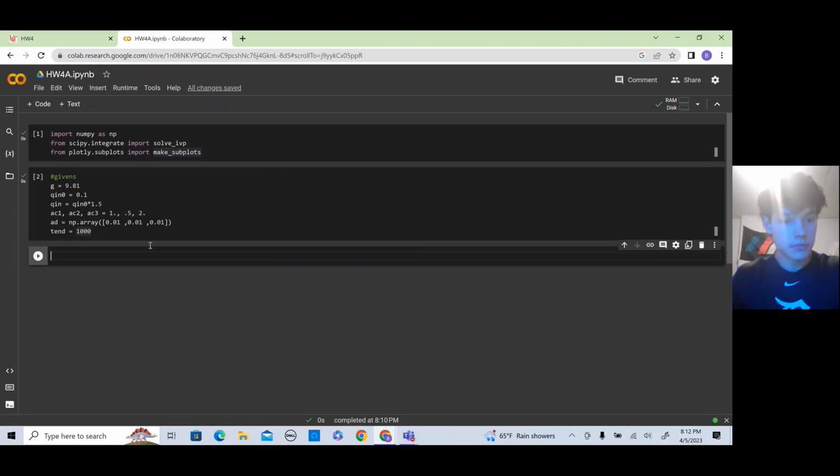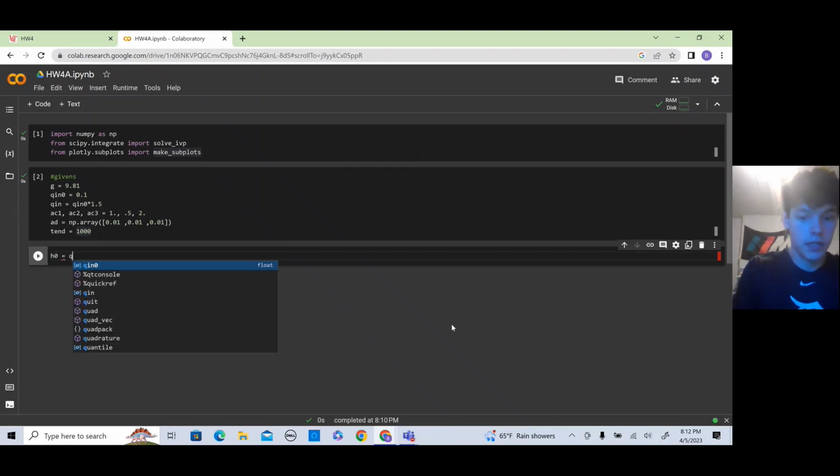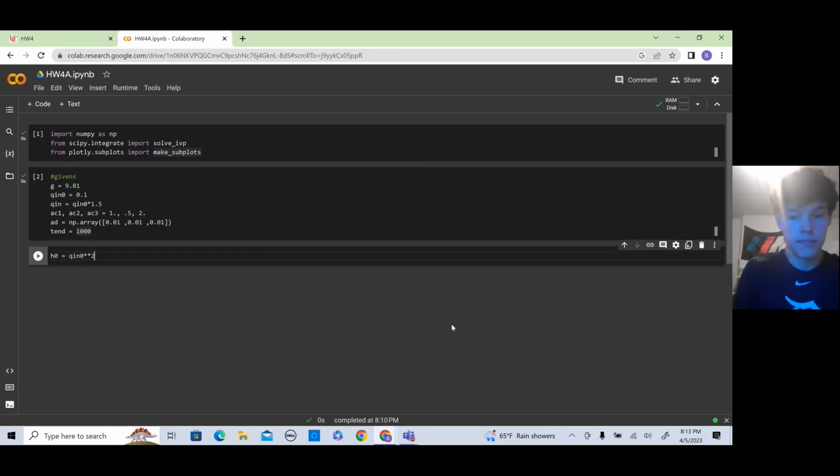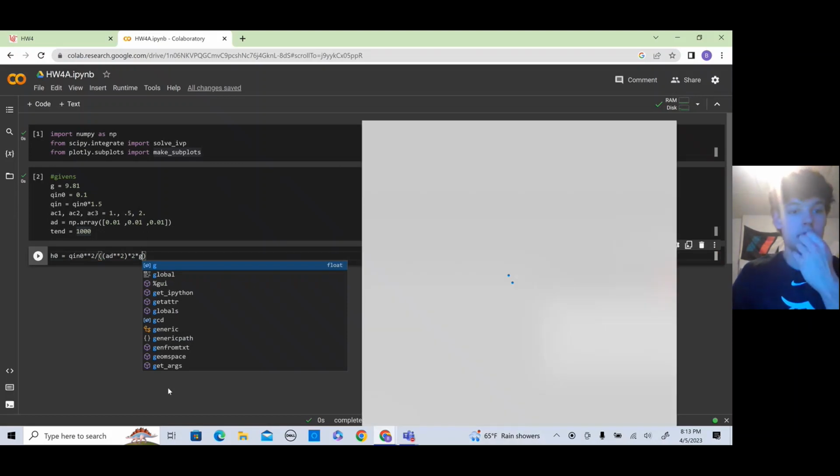So the first thing we'll need to do is get our initial height, because solve IVP requires an initial height to do what it needs to do. And that was the last thing that we derived in the first part. So our H0 is going to be equal to our QN0 squared divided by our AD squared times 2 times G. And that should get us our H0.